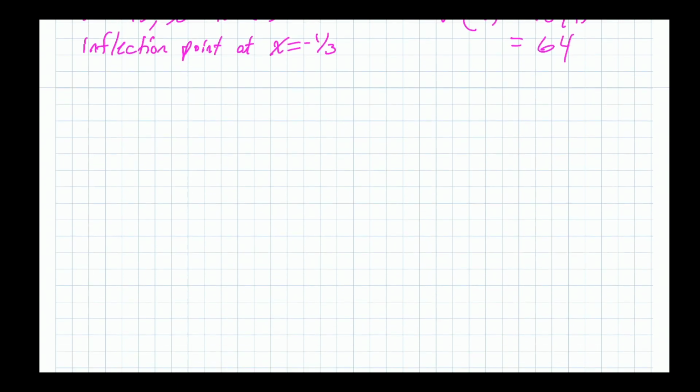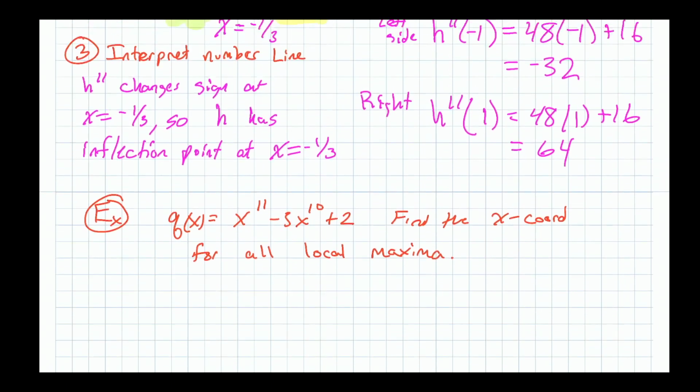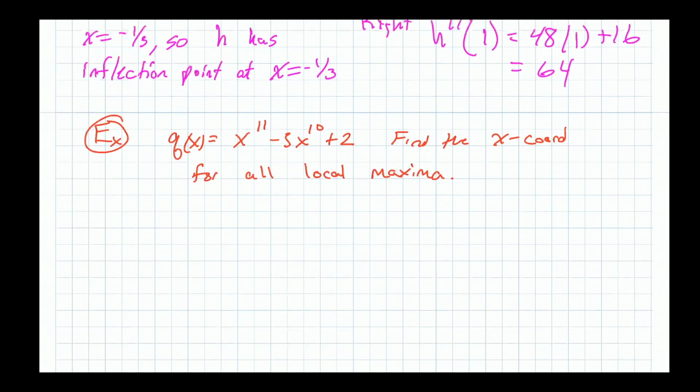So here's a question. It just says q of x, sure, why not, equals x to the 11 minus 3x to the 10 plus 2. And we want to find the x coordinate for all local maxima. Right? Okay, easy enough. Let's do it. If we get stuck, I'll teach you something new.